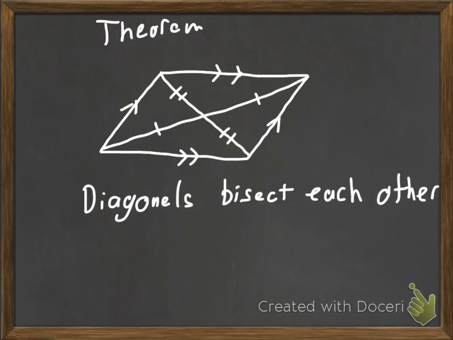Our last theorem is that if we draw our diagonals, and again diagonals go from one vertex to the opposite vertex, in a parallelogram, the diagonals bisect each other. And those are our formalized theorems about parallelograms.